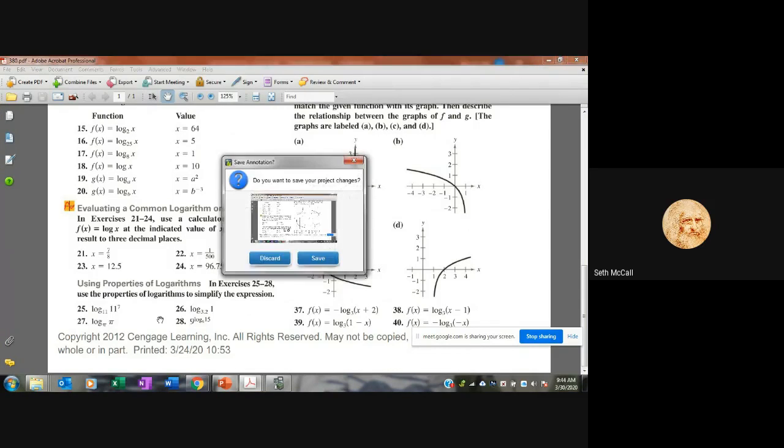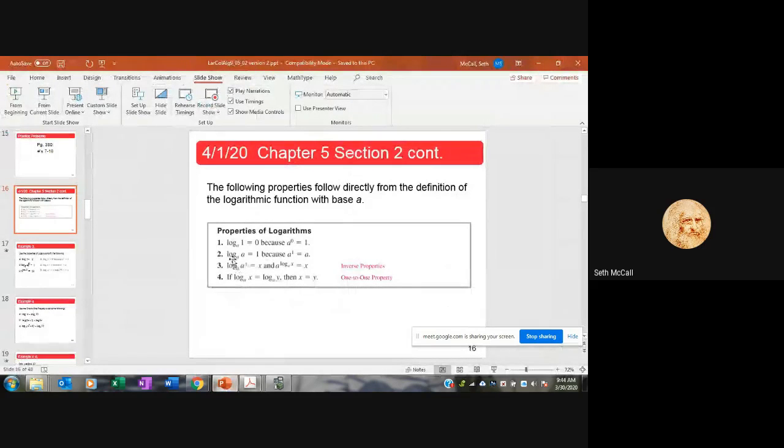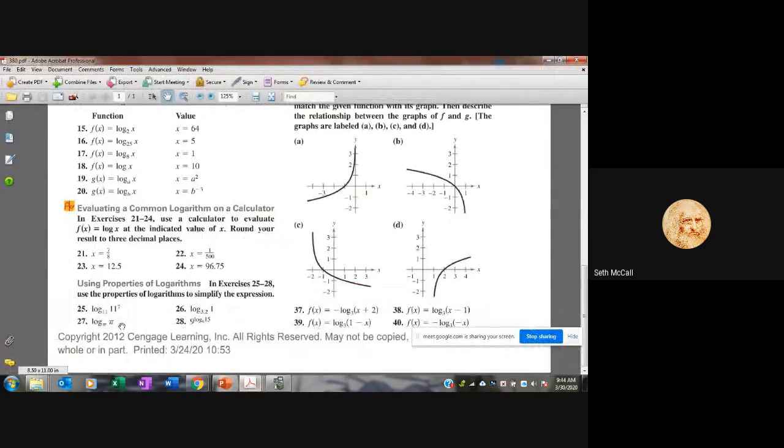All right, moving on to number 27. We have log base pi of pi. Now this one is very similar to the one above it where we had log base 11 of 11 to the 7th, where the 11s canceled out and we're left with just the 7. This one's even simpler. If you have the base and the number that is being logged, and they match, referring back to these rules, when you have log base a of a, it turns into 1. So number 27 equals 1.